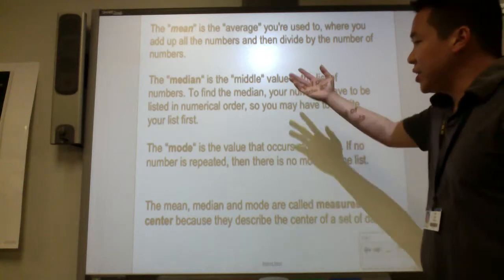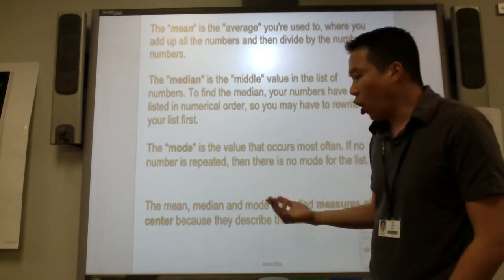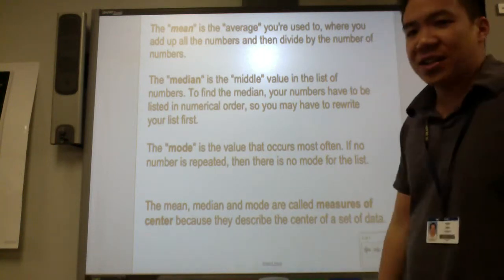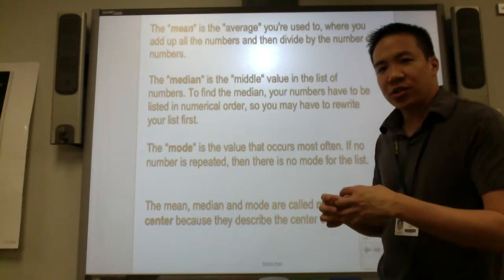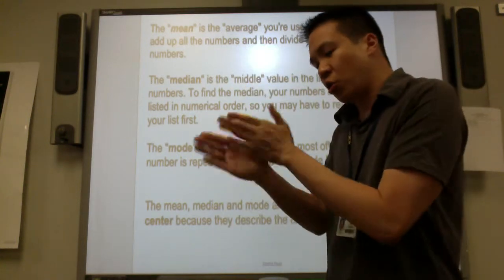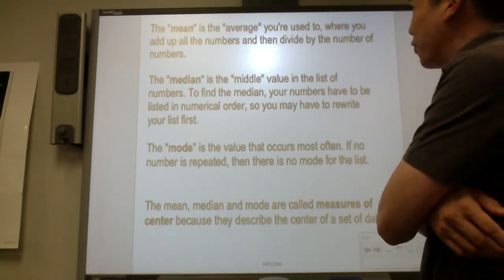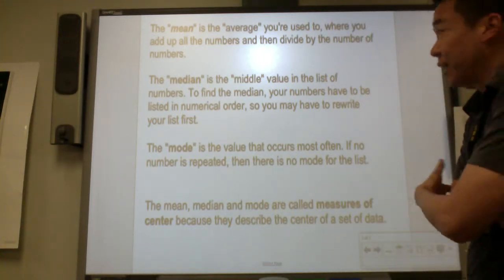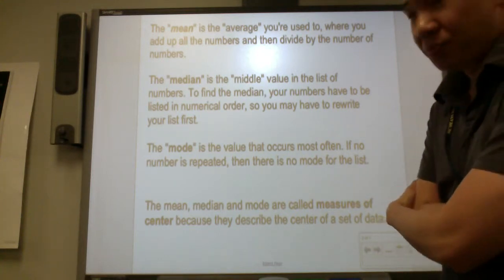So all of these, what we're going to be talking about is median, mode, and mean. They're all called measures of center because they're all about the center of the scores. So if you take the scores and you graph it, you'll notice that most of the scores are in the center of it. So what is mean? Mean is the average you're used to. We just practiced that. It's where you add up all the numbers and then divide by the number of numbers.